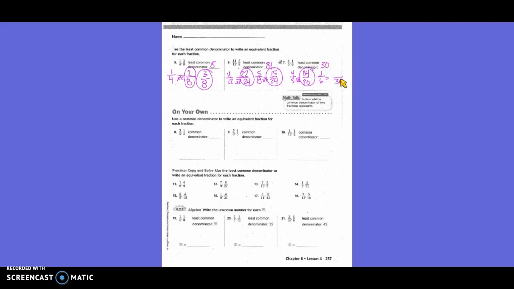And then 1/6 equals something over 30. How did I get from 6 to 30? Times 5. So what I do on the bottom, I also have to do on the top. So 1 times 5 is 5. So 5/30.